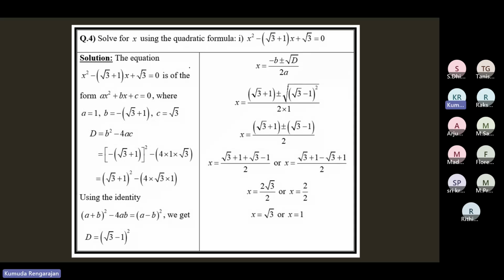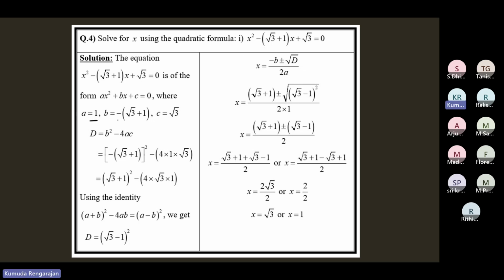So to use the quadratic formula, you need to first get the values of a, b, c, for which the given quadratic equation must be in the standard form. You should be able to see only one x square term, one x term, and one constant. Then only you can get the values of a, b, and c.